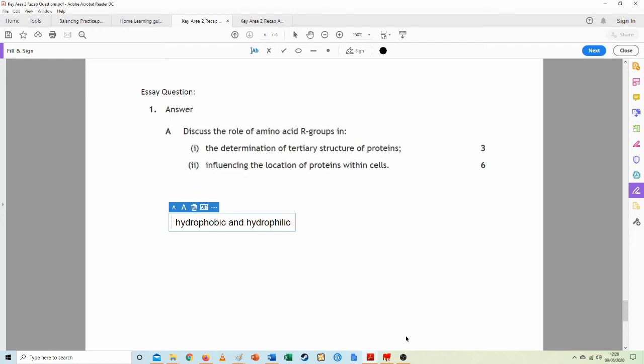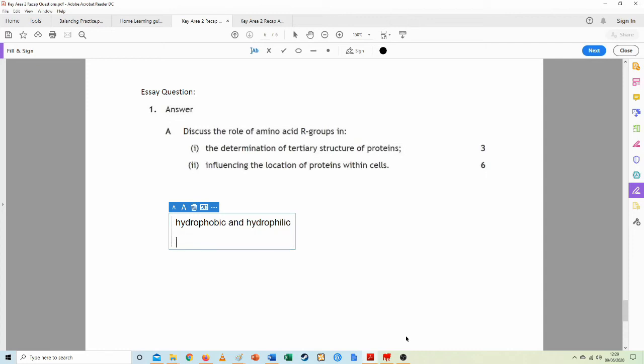And during an exam, especially when you're coming to the end, you're tired, you've done quite a lot, you've been in there for possibly 2 hours already, it is important to just take a minute and think through what you're gonna think about. So now I've got my 2 main points that I want to talk about for R groups, and I really want to talk about how R groups either make something hydrophobic or something hydrophilic. So the first question is asking me to say how these R groups determine the tertiary structure in proteins.